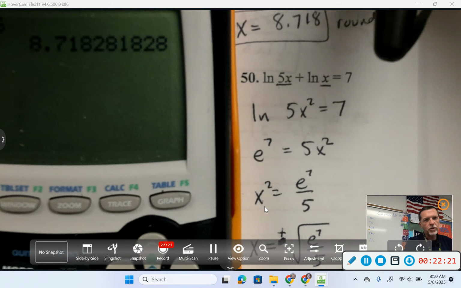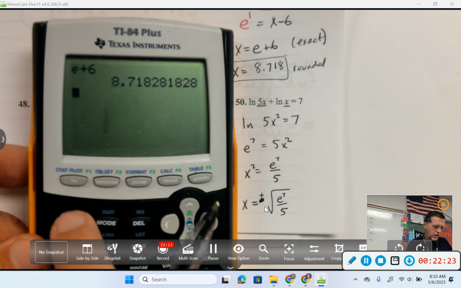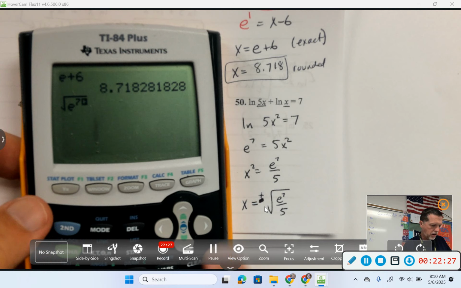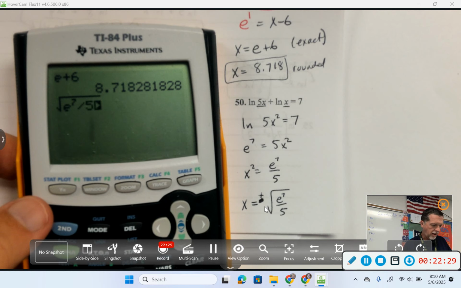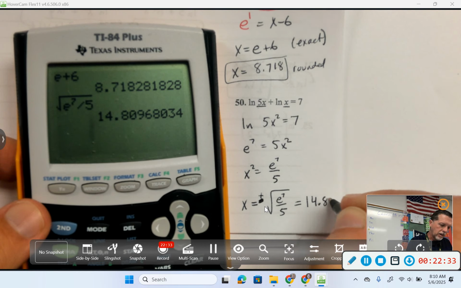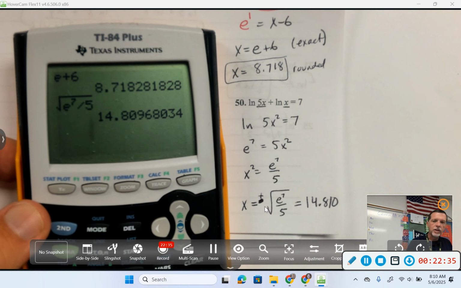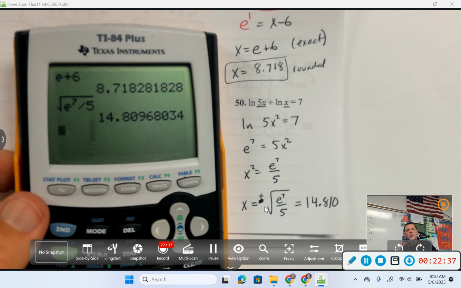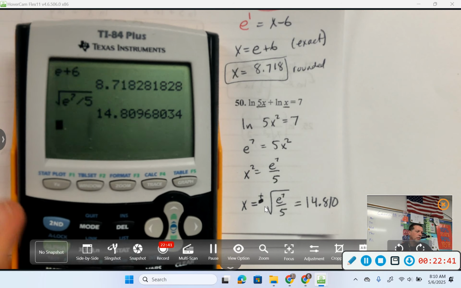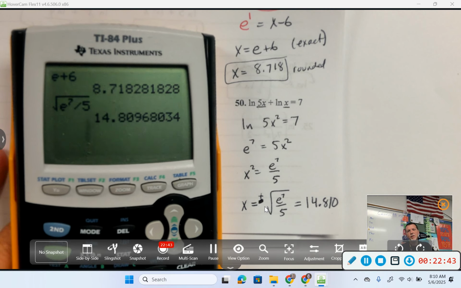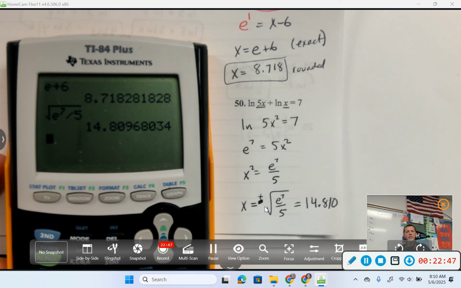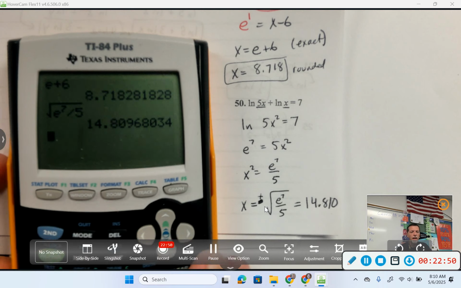Okay, so I need to square root e to the 7th divided by 5. Weird number, but that's fine. We got a calculator. 14.810. And with a calculator, these are easy to check. So if you were really worried, you could plug 14.810 back in the beginning and hopefully get 7, or really close to 7, because we rounded that.